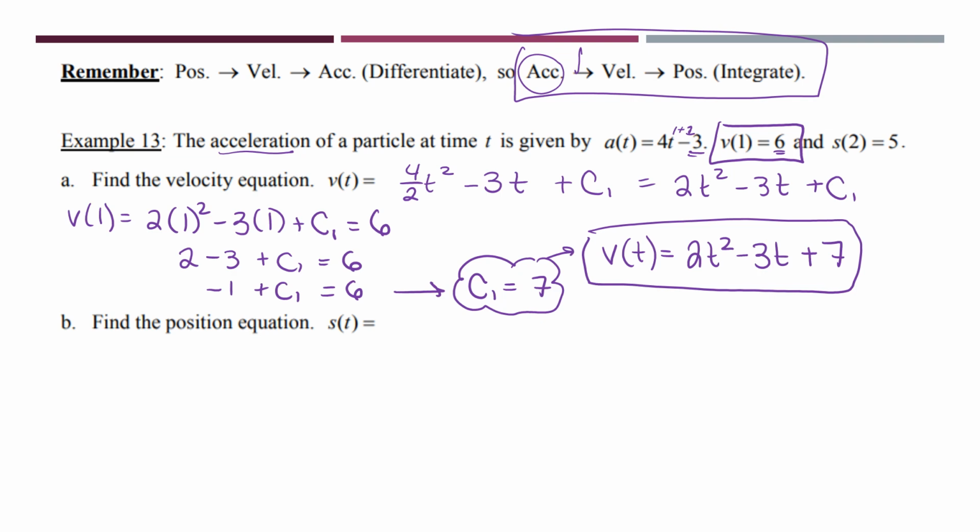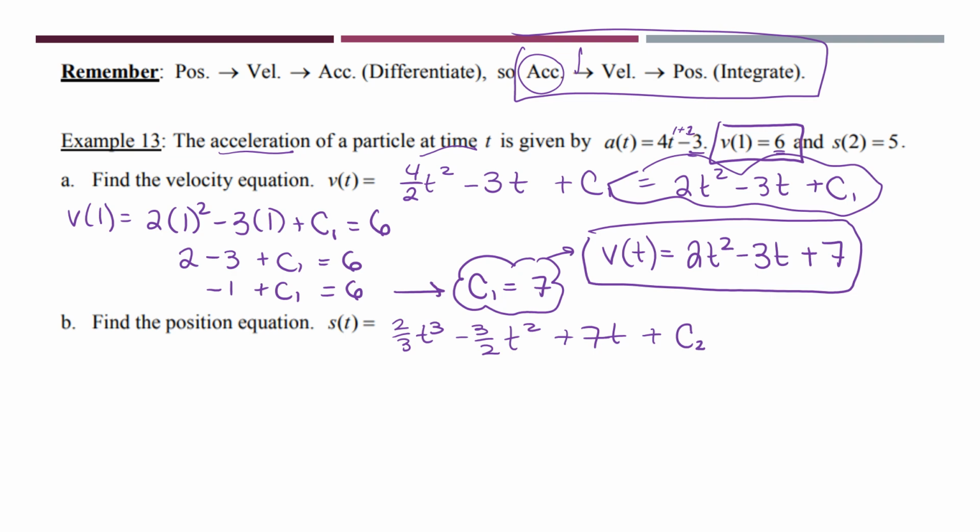Now B is a very similar process. To find our original position, we're going to integrate our velocity again and then plug in our initial condition. So S of t is going to be the integration of our velocity equation from up here. So this is going to give us 2/3 t cubed minus 3/2 t squared plus 7t. And then we have our second constant, I'm going to call C2.